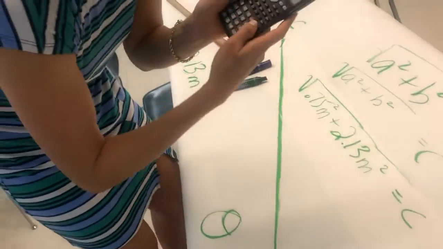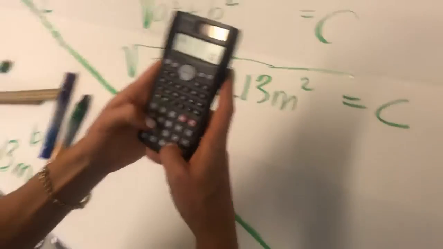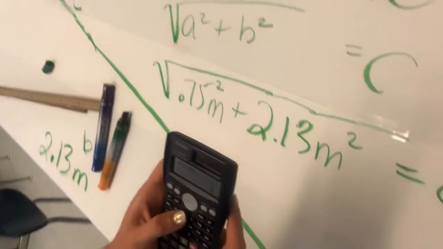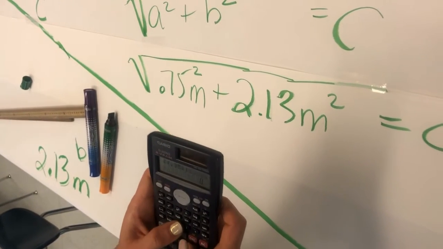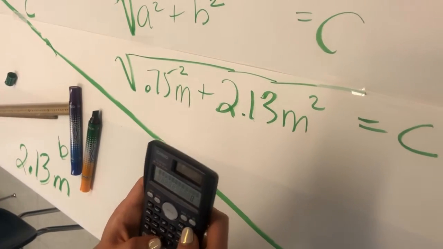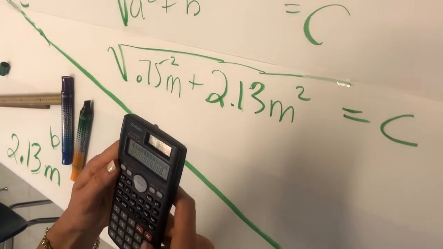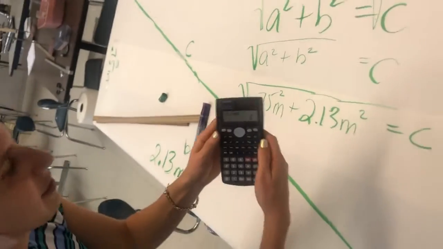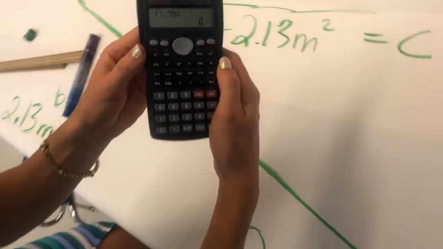So this, ladies and gentlemen, this calculator isn't as smart as the other one, so we need to put in some parentheses. Square root, parenthesis, 0.75 squared, close parenthesis. New parenthesis. No, we don't have to close it, just plus the other one. Because what you have to do is close things under the radical.